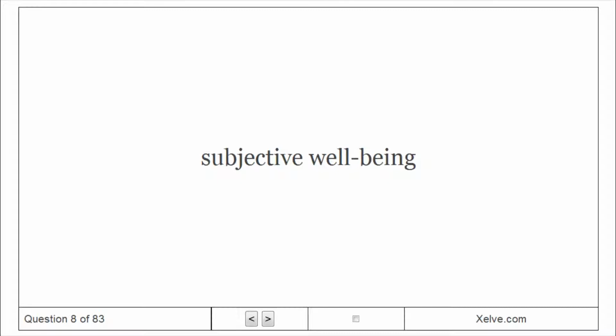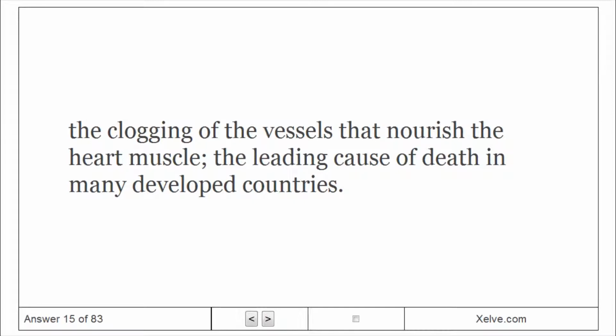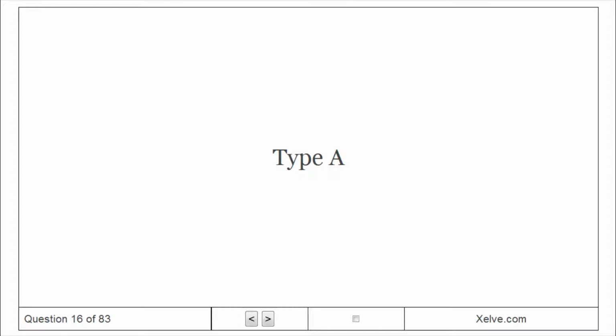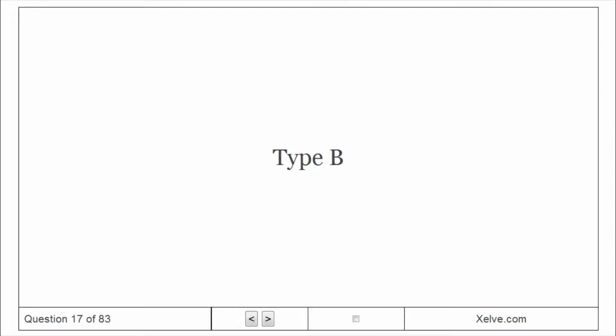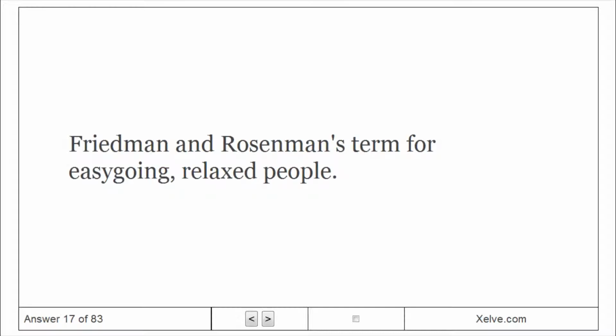Coronary heart disease. The clogging of the vessels that nourish the heart muscle, the leading cause of death in many developed countries. Type A. Friedman and Rosenman's term for competitive, hard-driving, impatient, verbally aggressive, and anger-prone people. Type B. Friedman and Rosenman's term for easygoing, relaxed people.